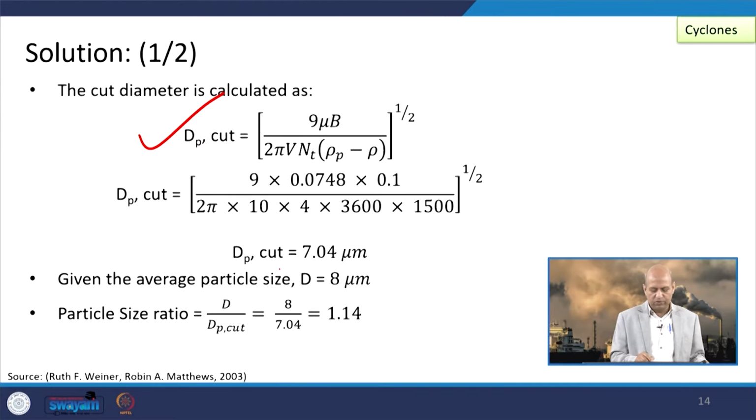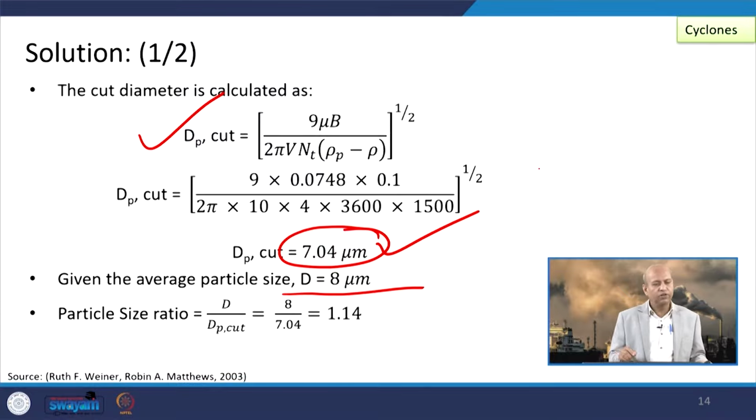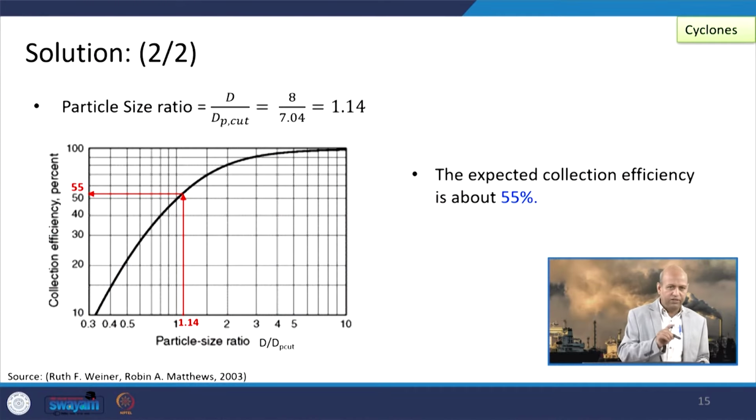Okay. So, we put all those values and this is 7.04 micrometer cut diameter, and the given average particle size is 8 micrometer. So, we see the ratio, how much is this particle size ratio between D and D cut. D cut we already calculated, 7.04. So, 8 divided by 7.04 is around 1.14. So, this is the ratio of the particle size which is to be removed and the cut diameter, and with this we use this particular graph to estimate the efficiency. So, 1.14 is given here in this particular particle size ratio, okay, and we go up and then go left and we calculate that this is around 55%.